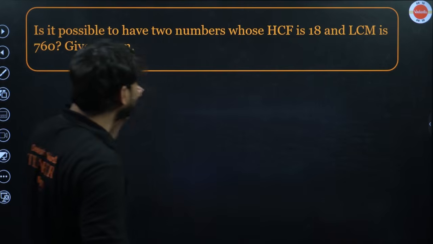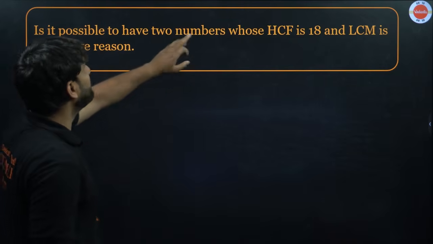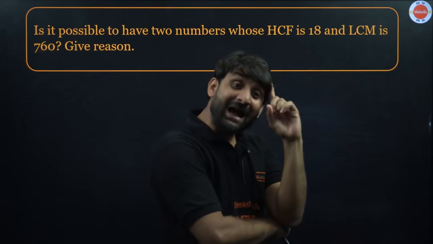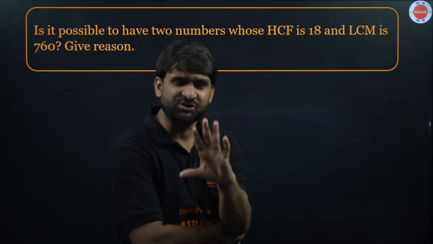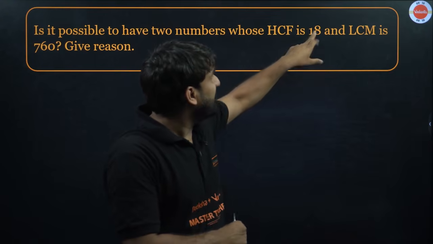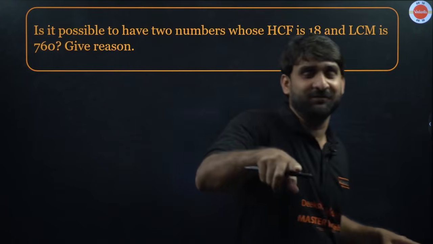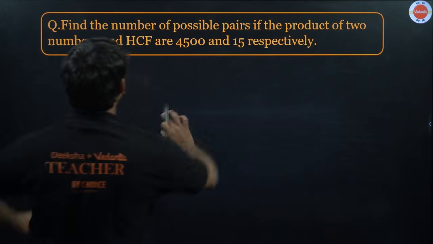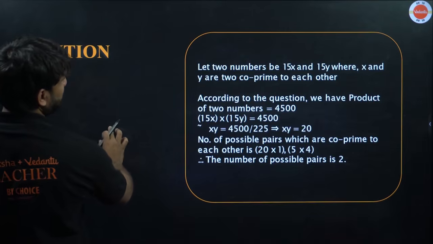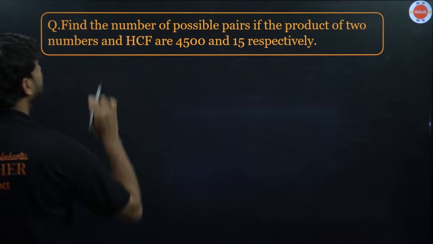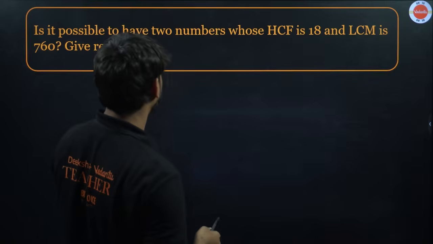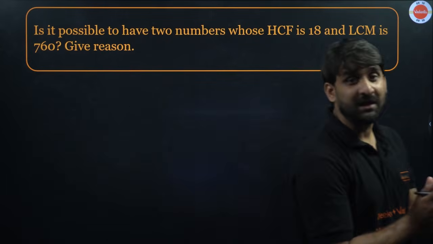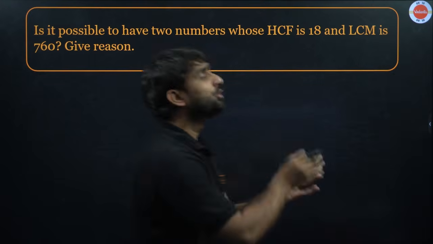So the question is, is it possible to have two numbers whose HCF is 18? HCF means that numbers which is possible or not, just we'll be checking it. So that number is dividing by 18. 18 is the HCF, so 18 will be dividing both the numbers. So is it possible to have two numbers whose HCF is 18 and LCM is 760? Give reason. So just check it once.